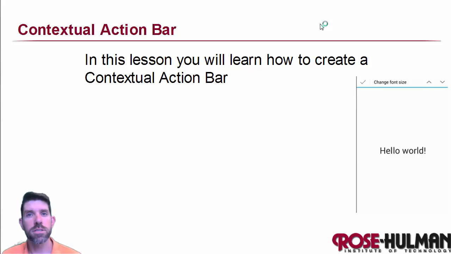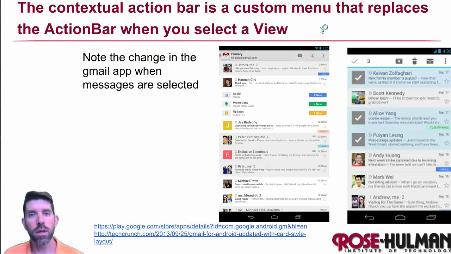Welcome. In this lesson, we're going to be learning about contextual action bars. So what is one? Quite simply, it's just going to be a custom menu that's going to show up in our action bar that's going to replace it whenever we select a certain view or a set of views.